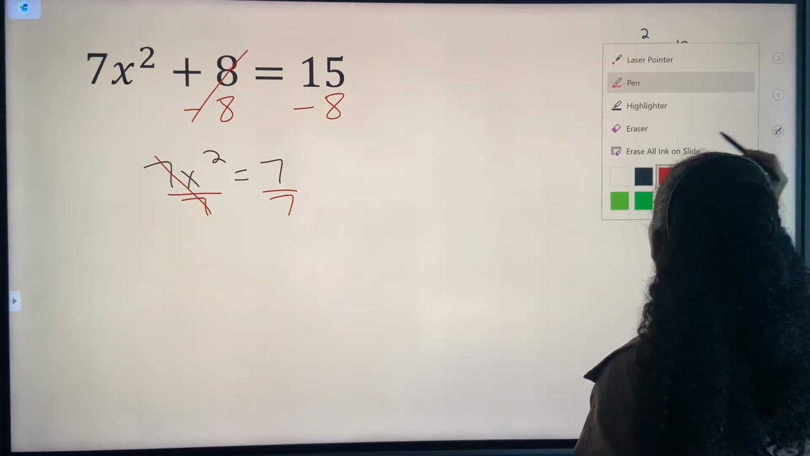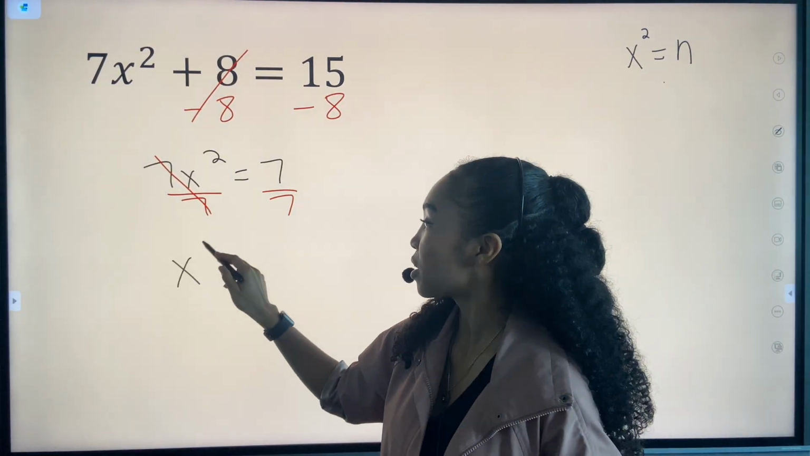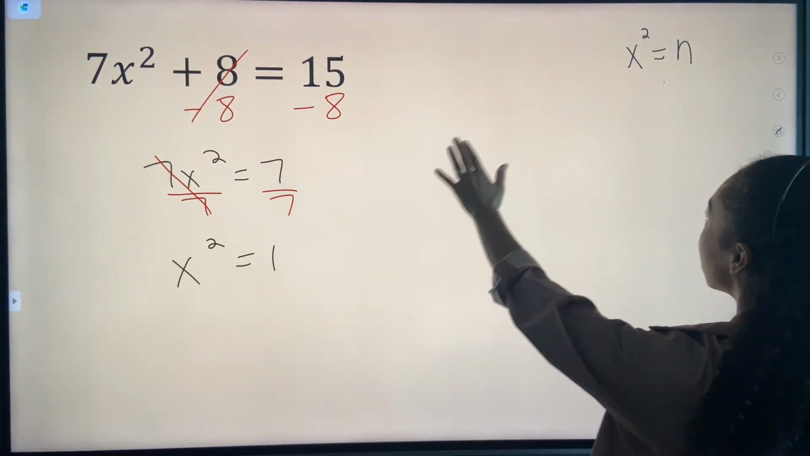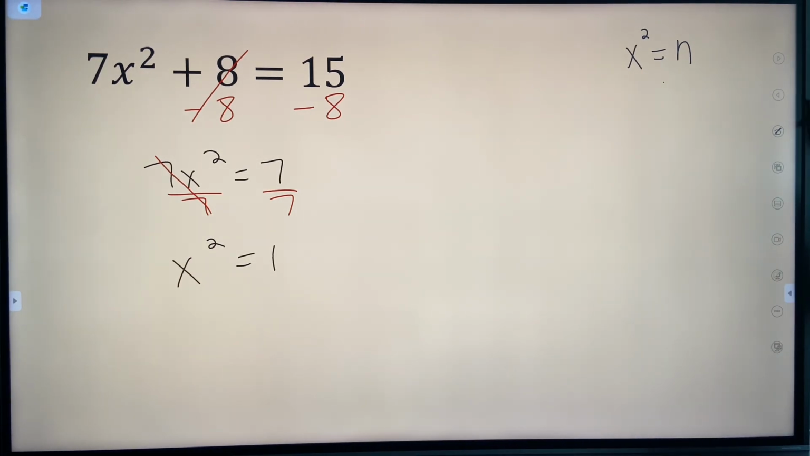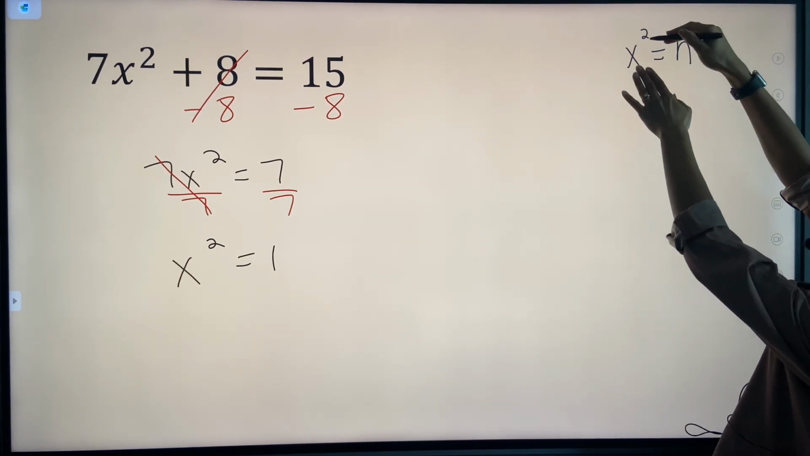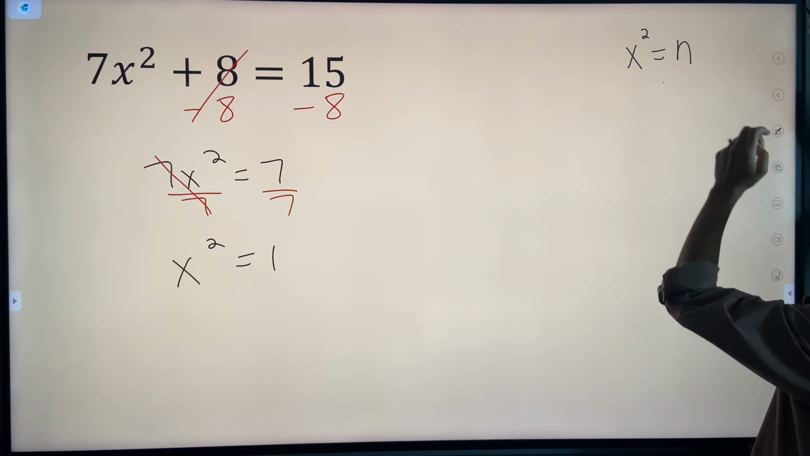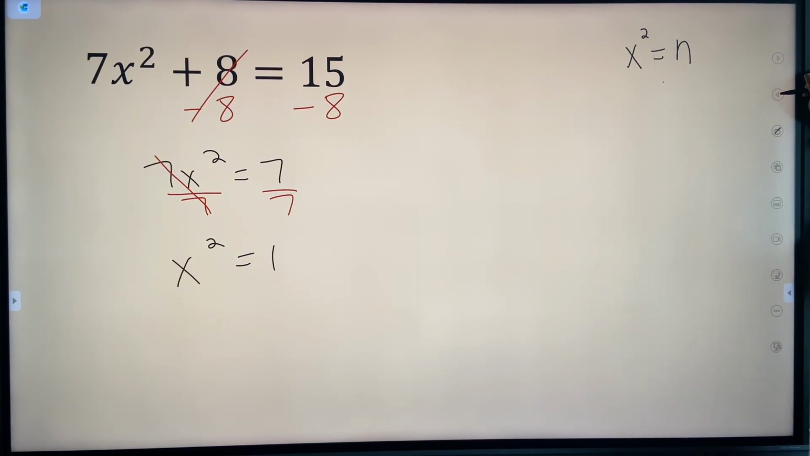So I am left with x squared equals 1. And that looks like this. Okay, that's your first step. You want the squared to equal a number. All right, let's look back at the next step.